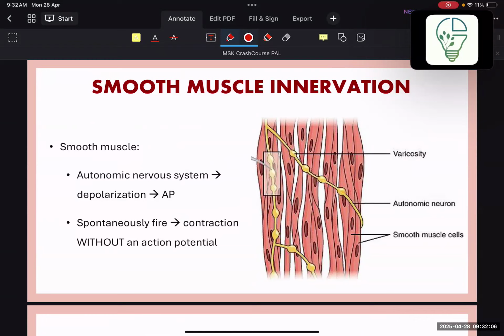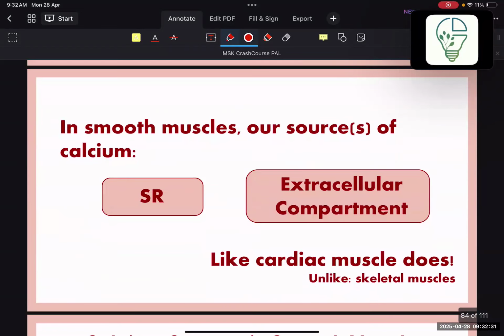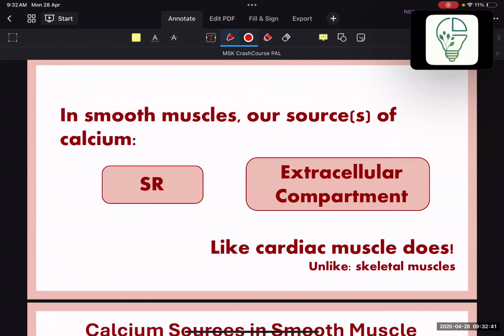So the autonomic nervous system will send a signal which will cause depolarization, which will trigger an action potential and cause you to contract. Or smooth muscles also have the intrinsic ability to fire spontaneously and contract without even causing an action potential. So they'll just contract on their own. Now, how do we trigger a contraction? We obviously need calcium. And where do we get this calcium from? We get it from two places, from the sarcoplasmic reticulum and the extracellular compartment, which is like the cardiac muscle, but it's unlike the skeletal muscle.